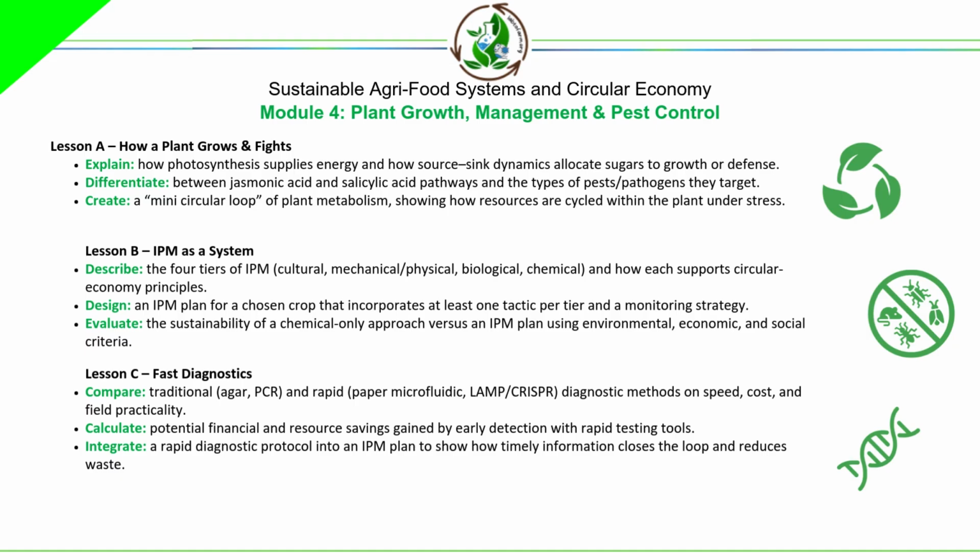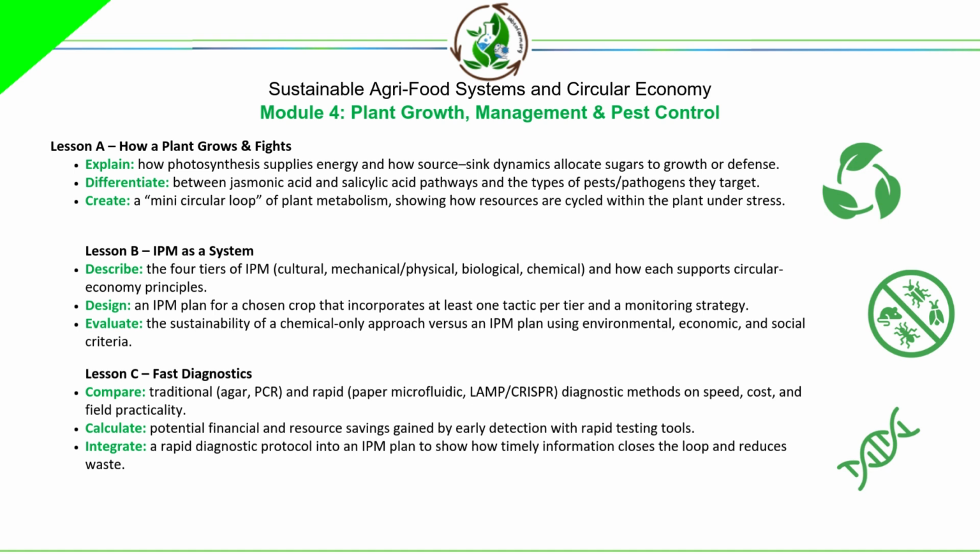Here we'll explore photosynthesis as the energy engine for plants, and how plants have to make trade-offs, whether to grow or to defend themselves. We'll also learn about plant immune signals like jasmonic acid and salicylic acid, which trigger defenses against different kinds of pests and pathogens.